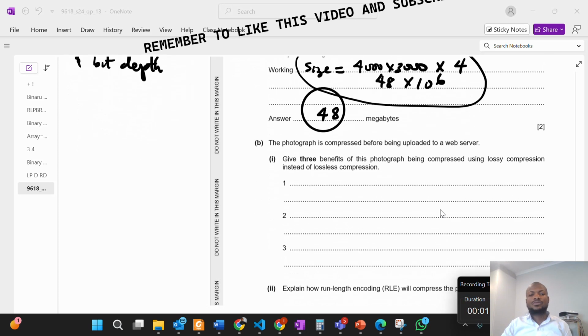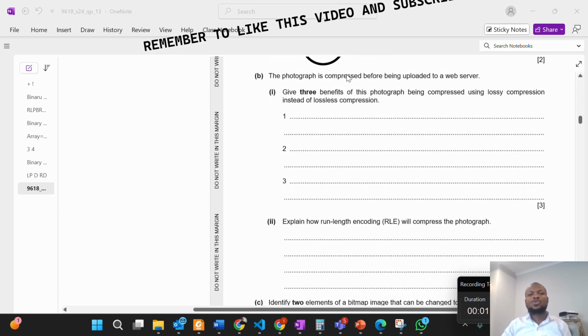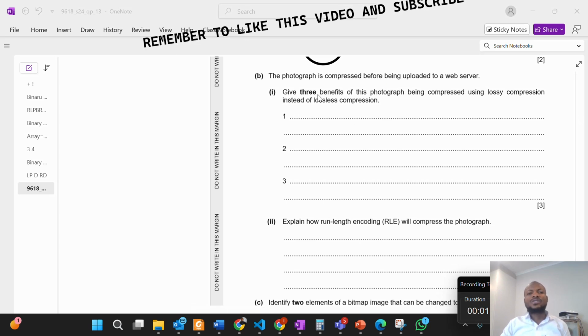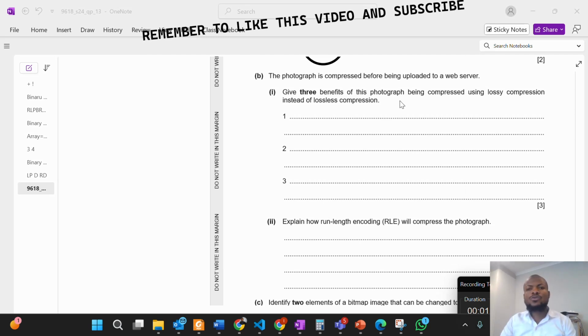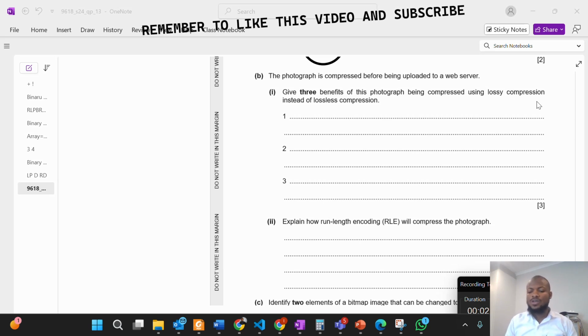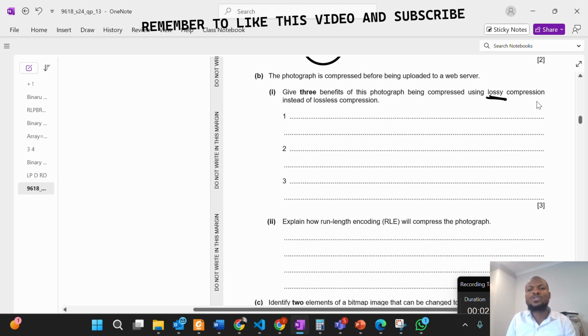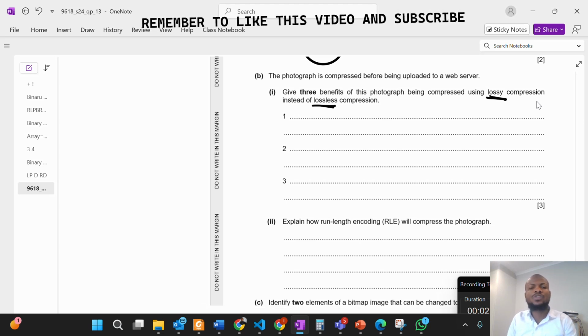Now the next question. The photograph is compressed before being uploaded to a web server. Give 3 benefits of this photograph being compressed using lossy compression instead of lossless compression. For these two types of compression, lossy and lossless, they are used to reduce file size, but they work in different ways. So for lossy compression, from the word lossy, it means some part of the image is lost, while lossless means no part of the image is lost.